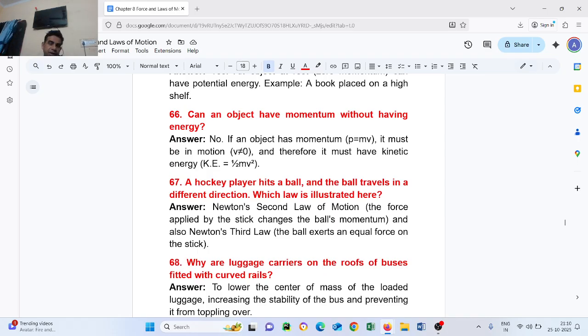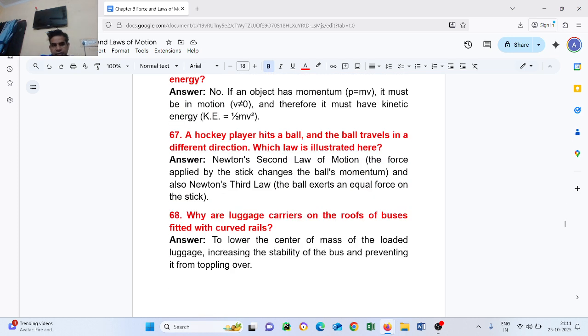Question number 67. A hockey player hits a ball and the ball travels in a different direction. Which law is illustrated here? Newton's second law of motion. The force applied by the stick changes the ball's momentum, and also Newton's third law. The ball exerts an equal force on the stick.